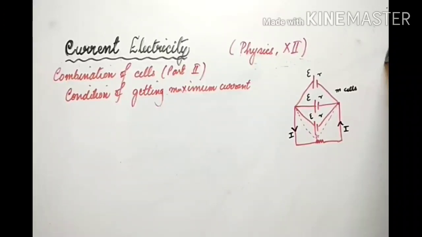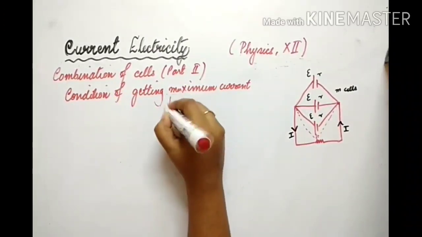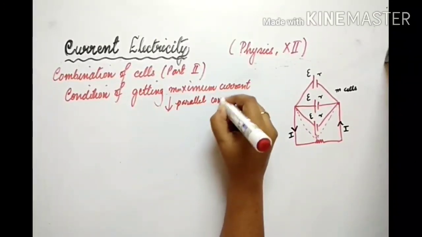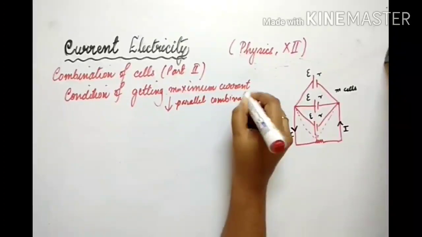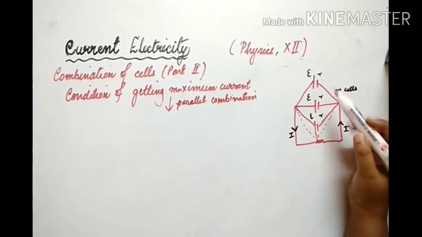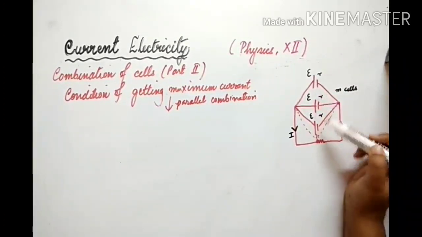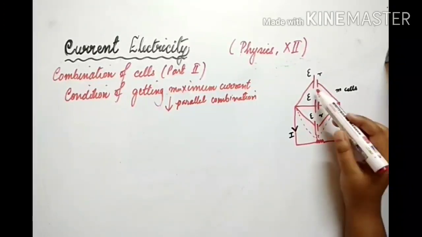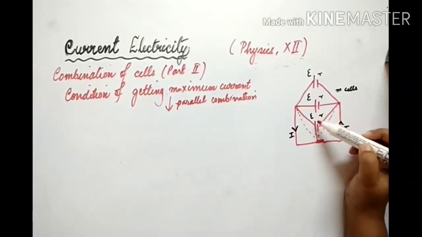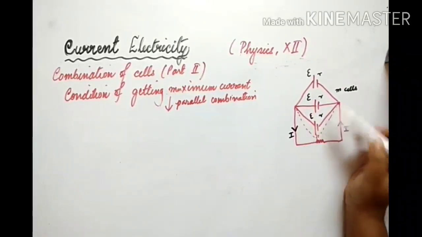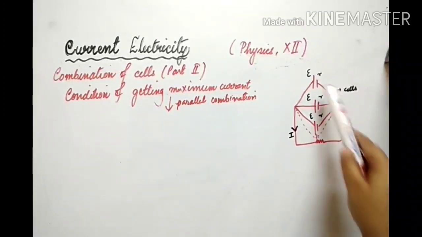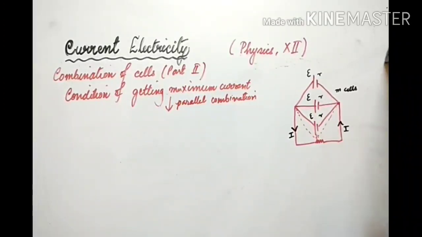Now let us see the condition of getting maximum current in the case of parallel combination of cells. So here you can see cells are arranged in a parallel way. 1, 2, 3 and more cells are here. Suppose there are m cells in total. This will continue, 1, 2, 3, and it will go on up to m.